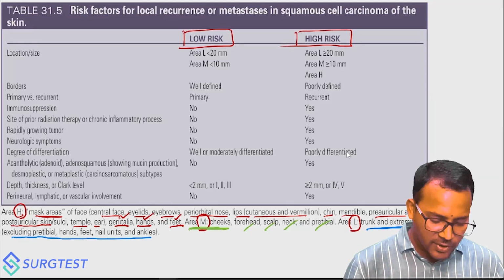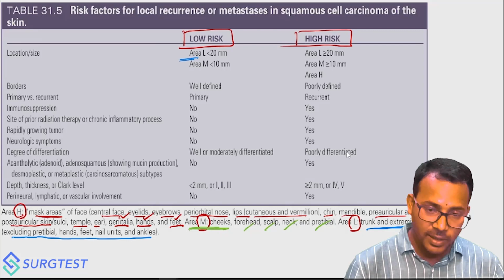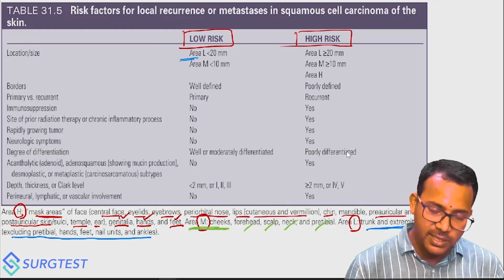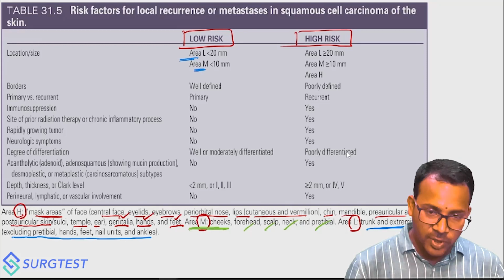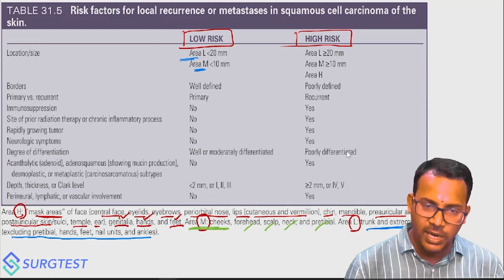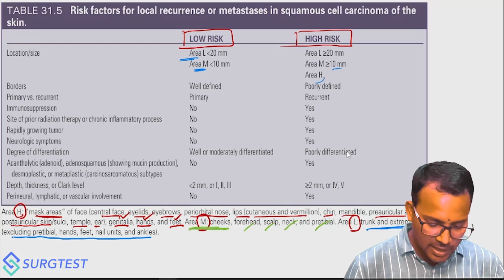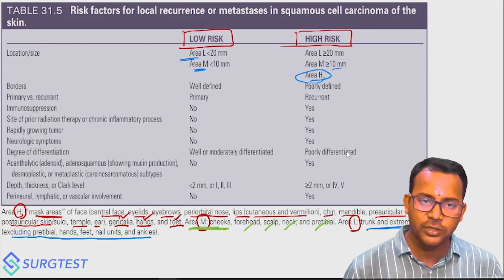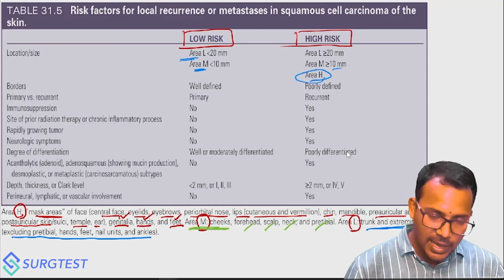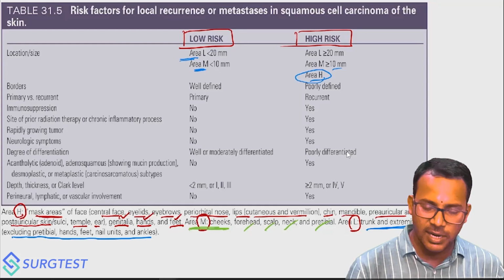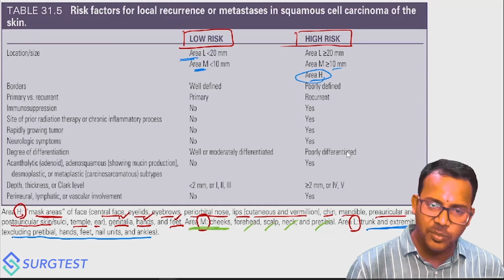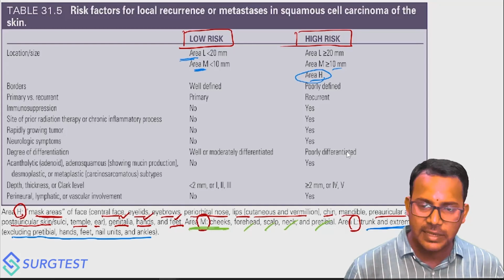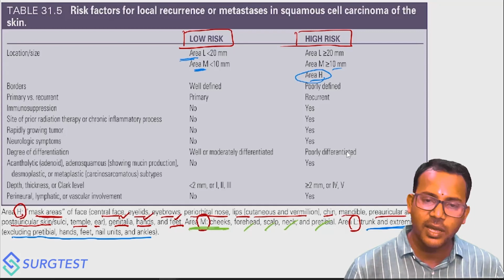if you have a lesion which is less than 2 centimeters in the L area, it is a low risk. The same lesion, if it is more than 2 centimeters, is high risk. In case of M regions, if the lesion is less than 1 centimeter only, it is a low risk. Otherwise, it is a high risk. A lesion of any size in H area is a high risk lesion. So this is the importance to know what are those areas of L, M and H. In L areas, less than 2 centimeters is low risk, otherwise high risk. In M areas, less than 1 centimeter is low risk, otherwise high risk. And any size lesion in H area is high risk.